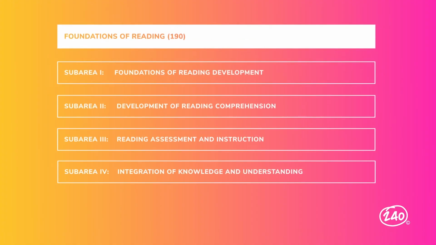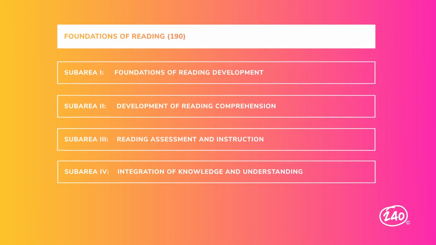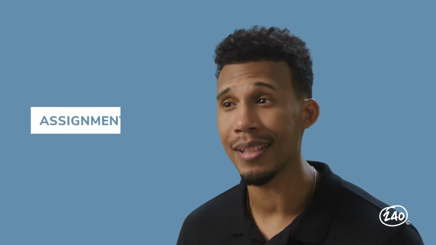Now, the foundations of reading consist of 4 sub areas: foundations of reading development, development of reading comprehension, reading assessment and instruction, and integration of knowledge and understanding. The exam includes 100 multiple choice questions which come from the first 3 sub areas and 2 constructed response questions which come from the last sub area. A constructed response question, or CRQ for short, is like an essay. On the foundations of reading exam, you'll see them referred to as assignments.